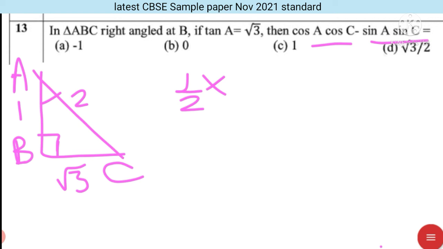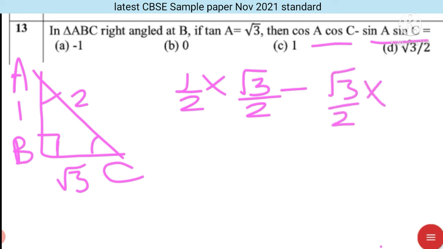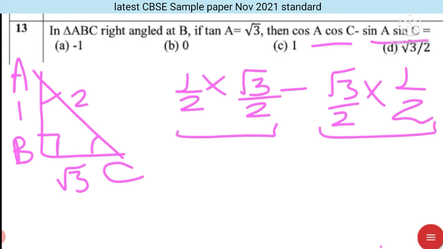Value of cos C. For cos C, base will become BC. So it will be BC upon AC, base upon hypotenuse, that is root 3 by 2, minus sin A. Sin A is perpendicular upon hypotenuse, which will again be root 3 by 2, and sin C. For sin C, base will become BC and perpendicular upon hypotenuse will be 1 by 2. So you don't need to carry out this calculation even, because you can see that these two values are exactly same. So our answer is going to be B.